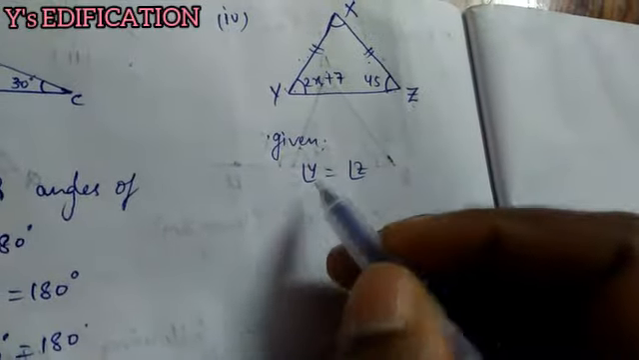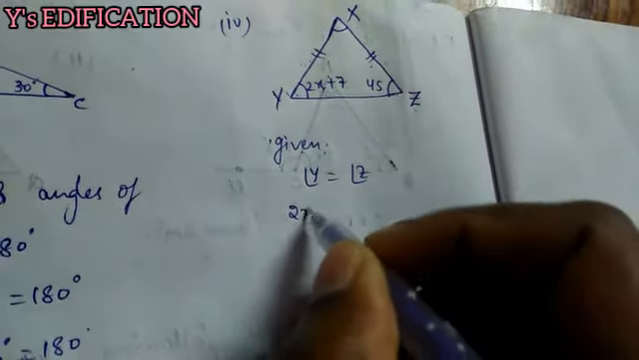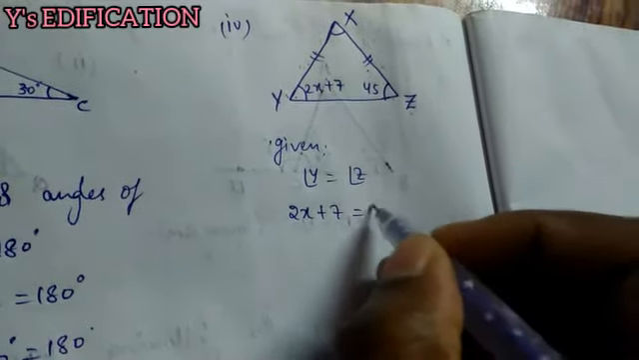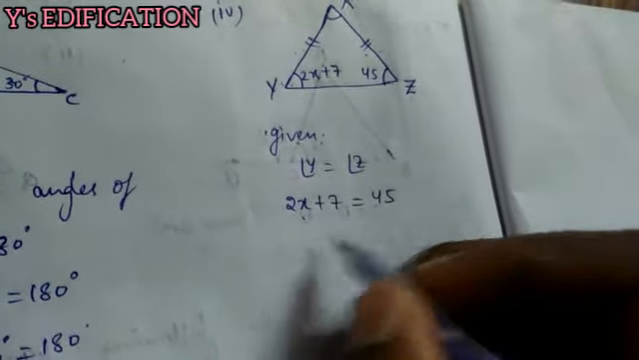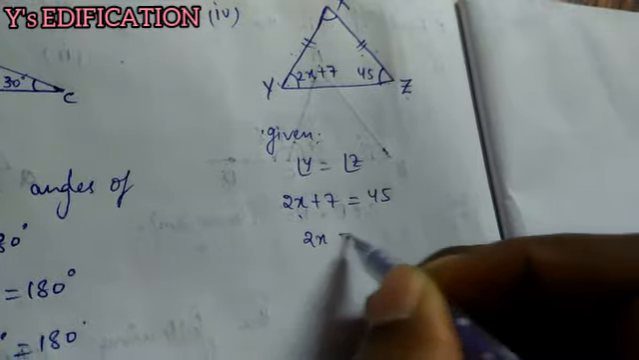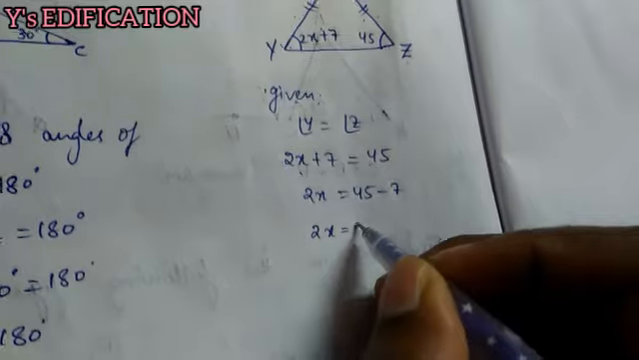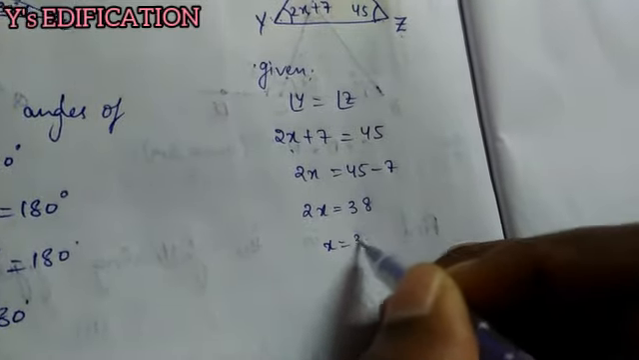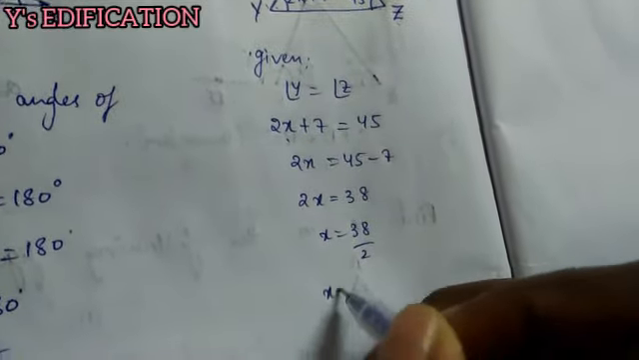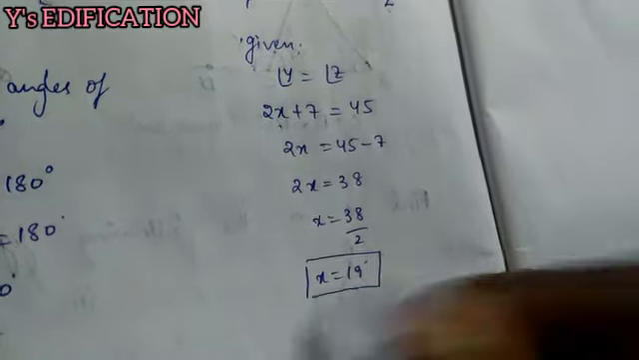Okay, this is given in the question. So what is y here? 2x plus 7. What is z? 45. We want the x value. So send this 7 to the RHS. 45 minus 7, so 2x is 38. We want the x value, so 38 by 2. x is equal to 19.